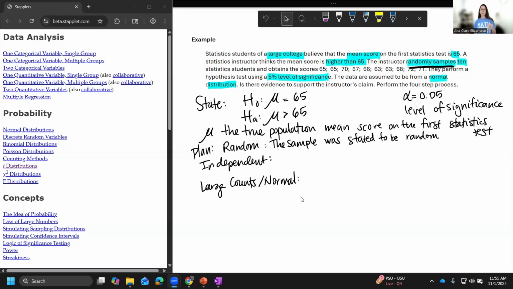For independence, we are verifying that our sample size is small in relation to our population. So these students come from a large college. We sampled 10. So n equals 10, and if we multiply 10 by 10, because we're looking at 10%, that's 100. So we need to ask ourselves, is there more than 100 students at a large college? Absolutely. More specifically, we're talking about statistics students because it's a statistics class, but there are in a large college at least 100 statistics students as well.